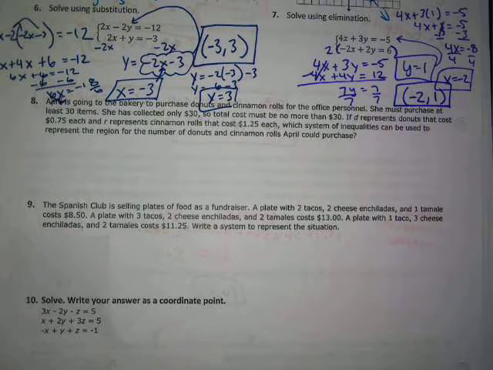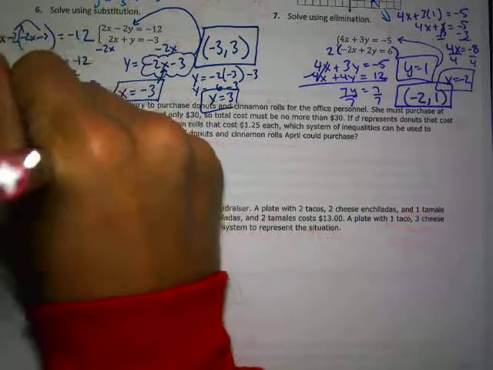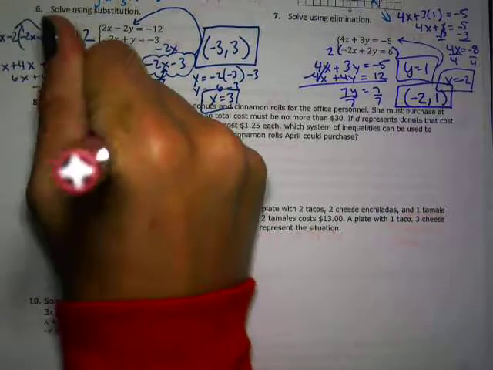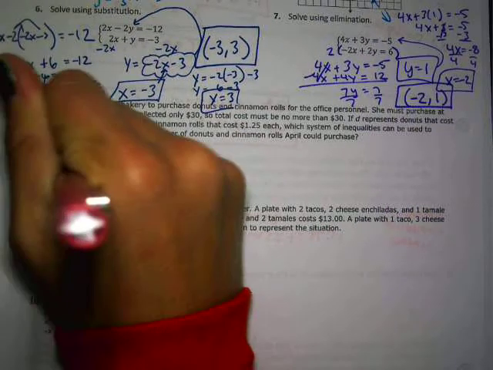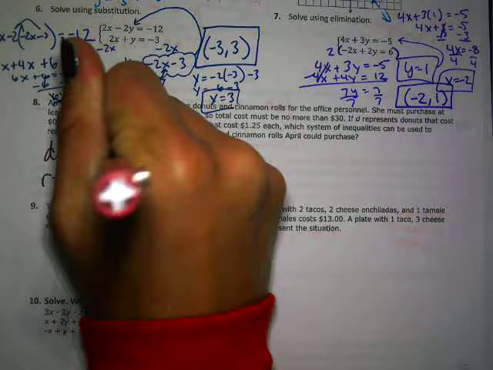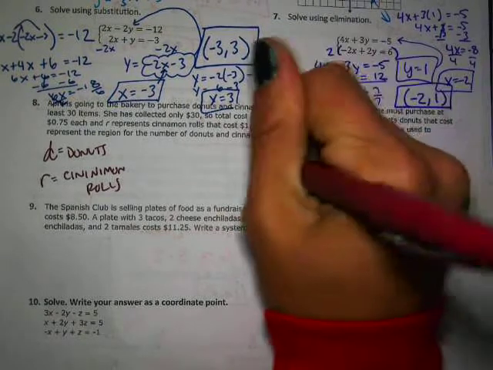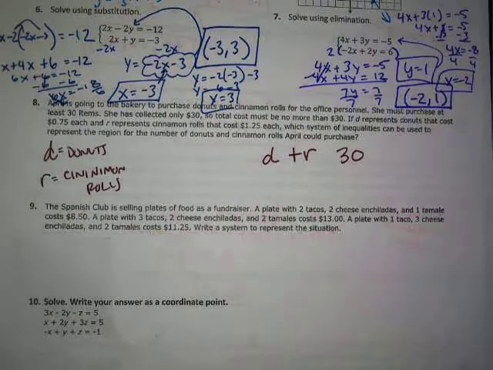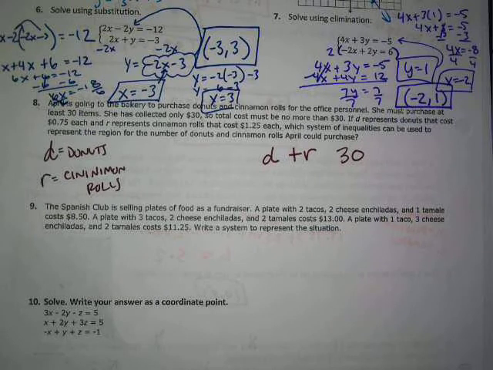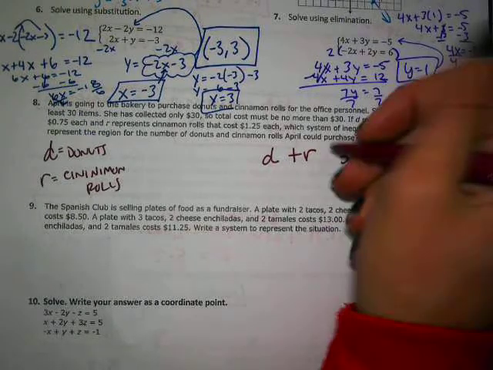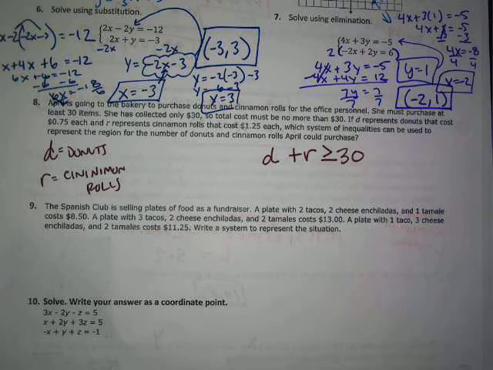So April is going to the bakery to purchase donuts and cinnamon rolls for office personnel. So I have D, which is going to be the donuts, and R, which is going to be cinnamon rolls. All right, she must purchase at least 30 items. So the items D plus R has to be at least 30, which means can she go over 30? Yes. So we are going to have our alligator mouth eat D plus R because she can go over 30.